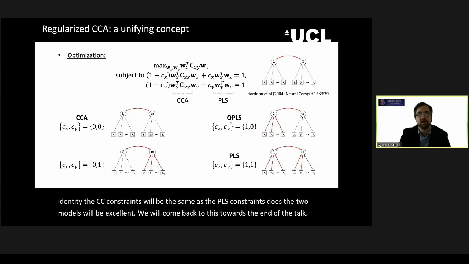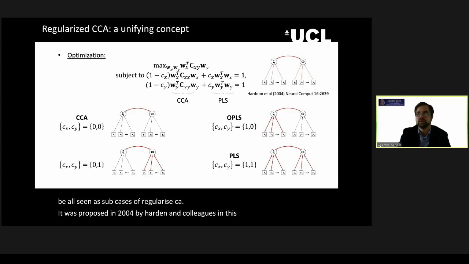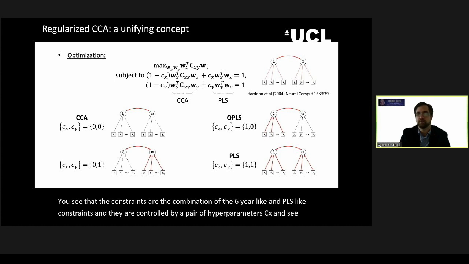In the following, I will demonstrate that PLS, CCA, and reduced rank regression can all be seen as subcases of regularized CCA. It was proposed in 2004 by Hardoon and colleagues in this form. We see that the constraints are a combination of CCA-like and PLS-like constraints, and they are controlled by a pair of hyperparameters, Cx and Cy, which range between 0 and 1.